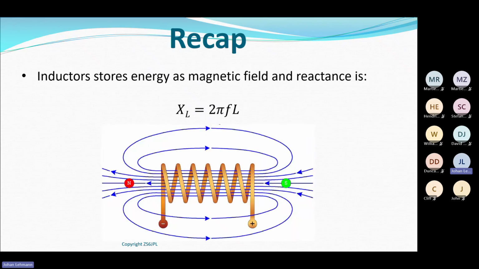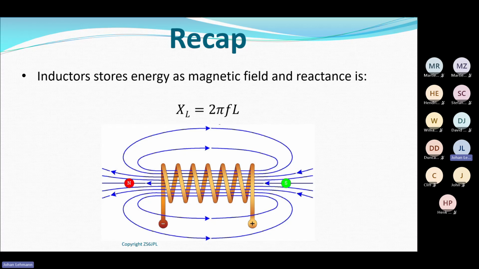Inductors store energy as magnetic fields, and the reactance of an inductor is just straightforward: 2 pi times the frequency in hertz times the inductance in henry. From the formula, you can already see that the inductive reactance of a coil is going to increase as the frequency goes up. It's an important one to remember. Capacitive reactance goes down with frequency, and inductive reactance goes up with frequency.